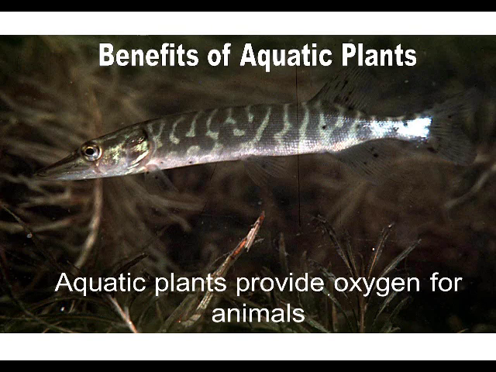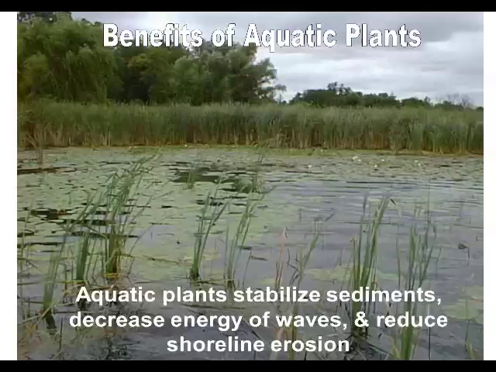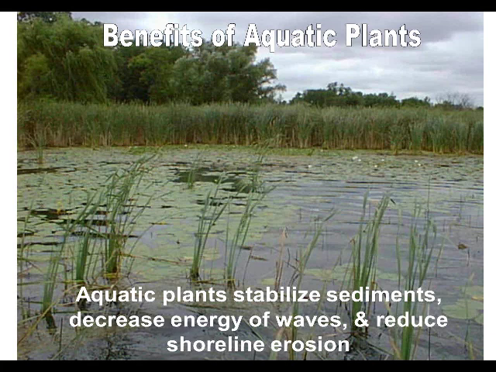Aquatic plants provide oxygen for all sorts of animals. Through that photosynthetic process, once again, they take in the carbon dioxide that's in the water, and their byproduct is oxygen. Without that oxygen, none of the animals that live underwater would be able to survive, because they all need oxygen just like we do.